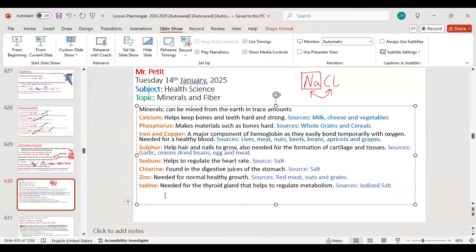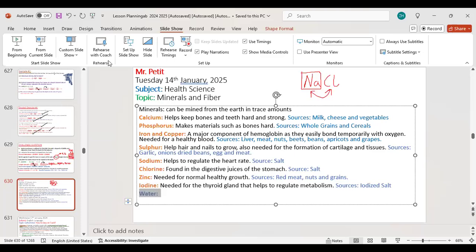Now, water. Water is not a mineral, but water is still important. Water is still part of our nutrition. Water is needed. If you're thirsty, drink water. Don't drink soda. Don't drink Vitamalt. Don't drink Gatorade. Drink water because your body needs water.